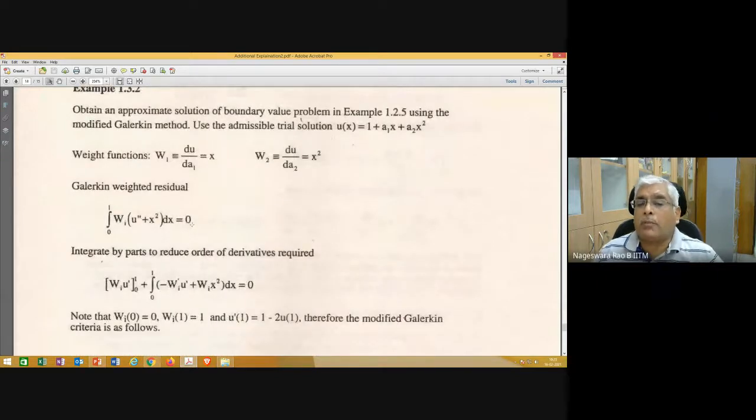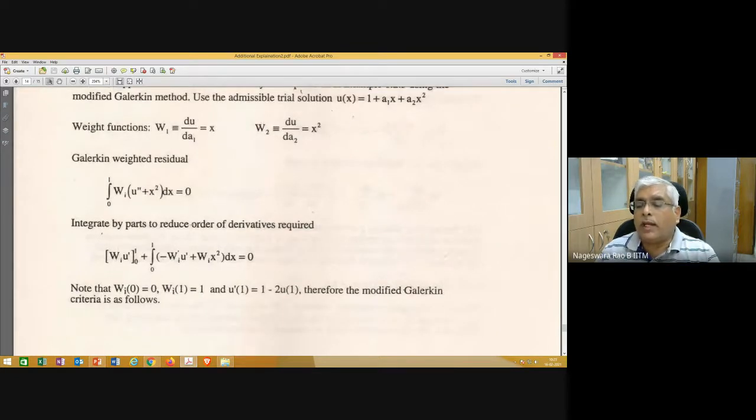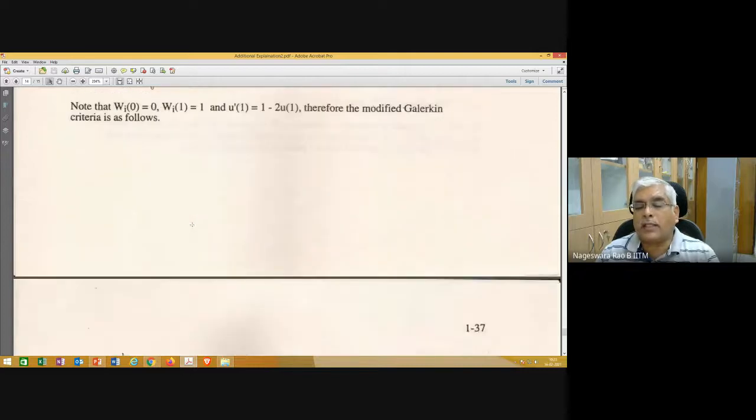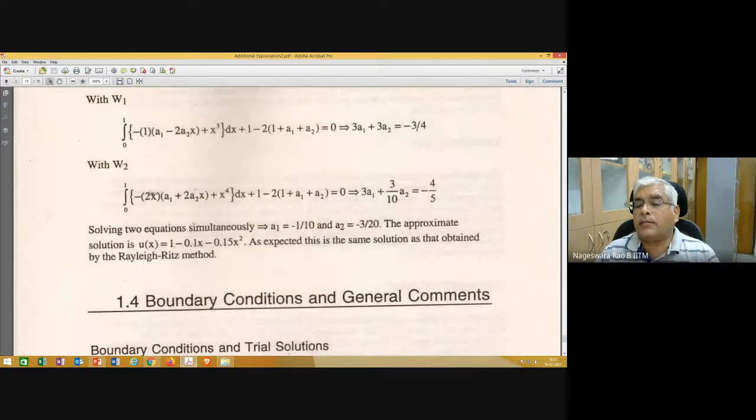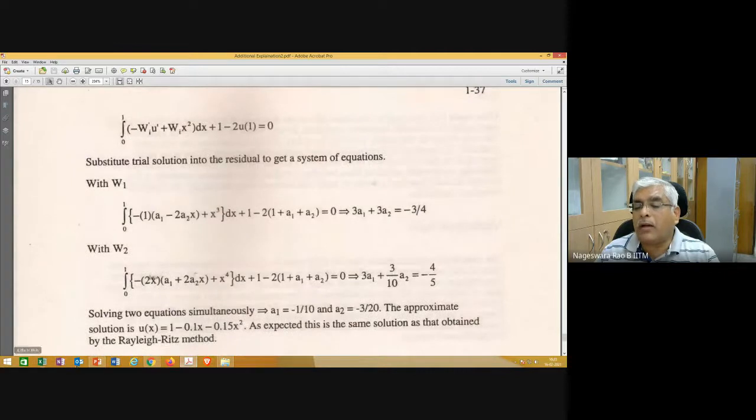The same problem is also solved using a quadratic trial solution. And when you adopt this quadratic trial solution, accuracy may increase. So here all that is illustrated. And the same problem can also be solved using the Rayleigh-Ritz method.